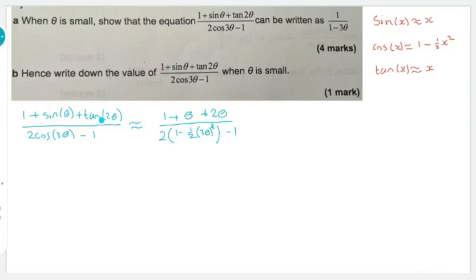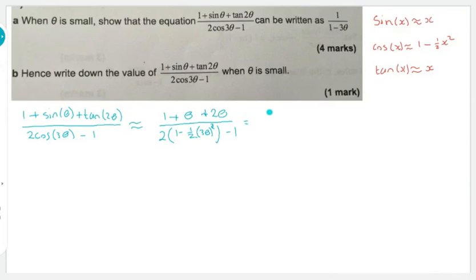So all I've done is replace sine theta with theta, tan of 2 theta with 2 theta, and cos of 3 theta with 1 minus a half of 3 theta squared, because that's approximately what they equal. All good so far? Yeah. Okay, so now I'm going to simplify this.